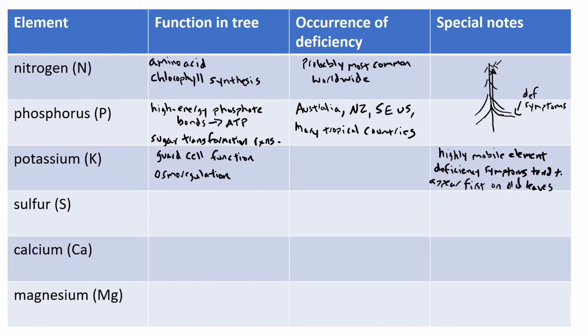Okay, let's talk about sulfur. Sulfur is a constituent of several amino acids and enzymes. And it's important for membrane function. Okay, that's all I've got on that.